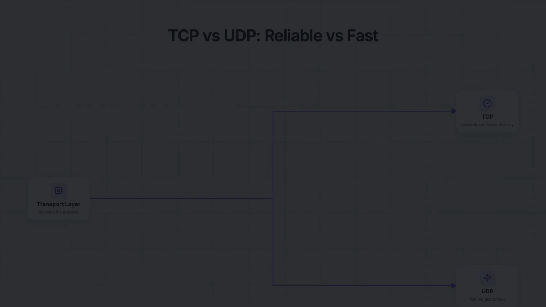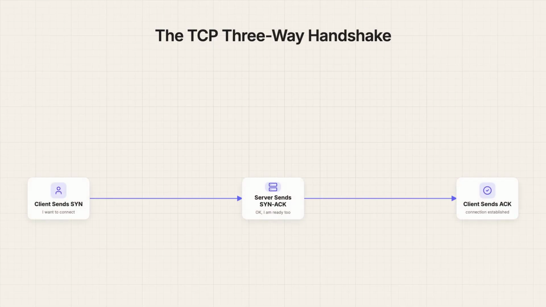Before TCP sends a single byte of application data, it performs a three-way handshake. The client sends a SYN packet to signal it wants a connection. The server replies with SYN ACK, acknowledging the client and announcing its own starting sequence number. The client sends a final ACK and the connection is open. This round trip typically costs 20 to 100 milliseconds.